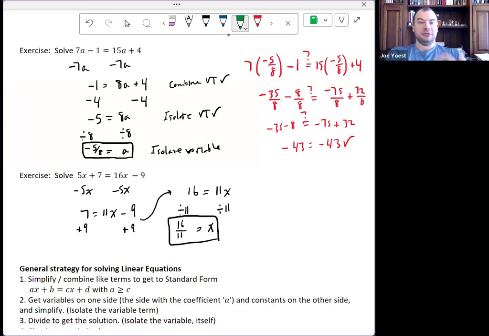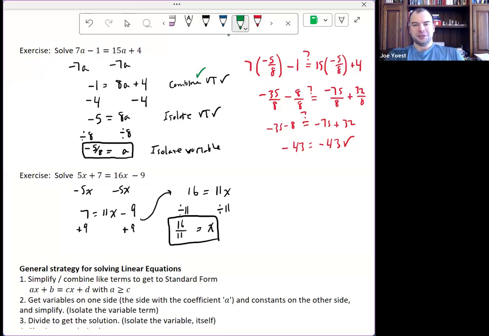I want to get my variable terms together, combine my variable terms, and I'll choose to subtract 7a from both sides. So I have 15a minus 7a is 8a on the right, and then it's plus 4, and the -1 just comes down. So I have -1 equals 8a plus 4. I've combined my variable terms.